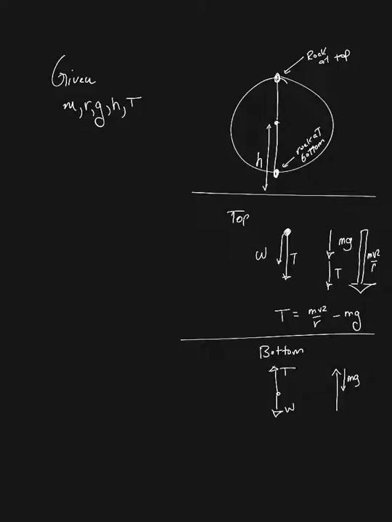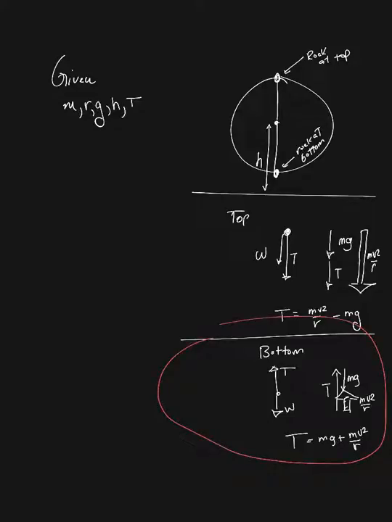Weight down is mg, tension is T, and our net force now is up. So now our mv squared over r is upwards. So you can see from that vector sum diagram that tension is equal to mg plus mv squared over r. Cool. So what we found is that at the bottom of the loop, there's more tension in the string. And that means it's more likely to break at the bottom, right? So, more likely to break while the rock is at the bottom of the loop.